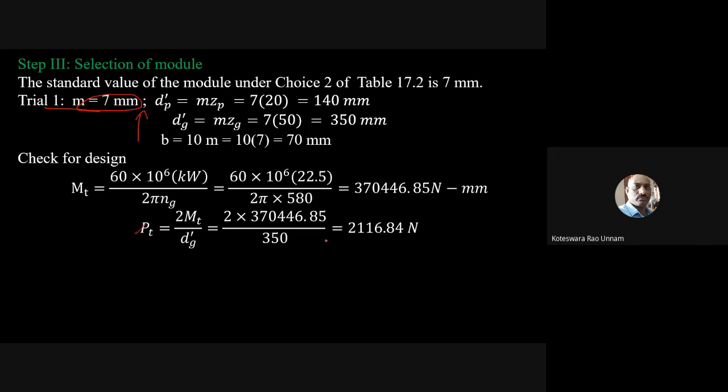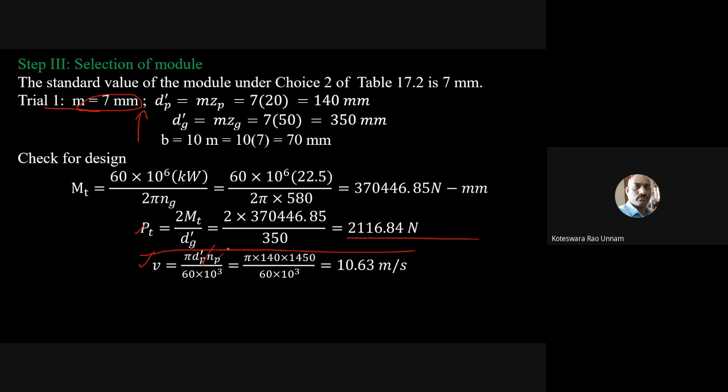Right, now with this, you got PT as 2116.84 Newton. Then you can calculate. See here, he has now used pinion. So you can use pinion or gear, it doesn't matter. Here, you can replace this one, DG dash, that is the pitch circle diameter of the gear, and NG.